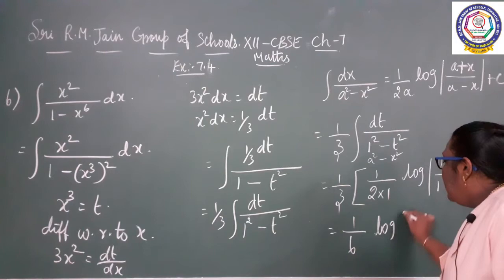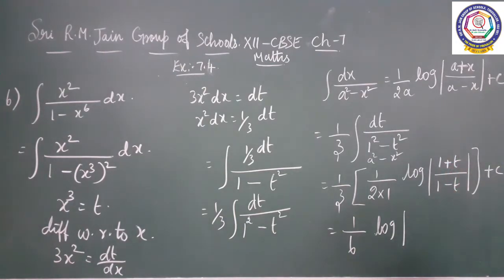Log of modulus of 1 plus, what is the value of t here? x cube. Because you changed the value t to x cube, and the sum is in the form of x, the answer should be in the form of x only. 1 plus x cube by 1 minus x cube plus c. Log of modulus of 1 plus x cube by 1 minus x cube plus c.